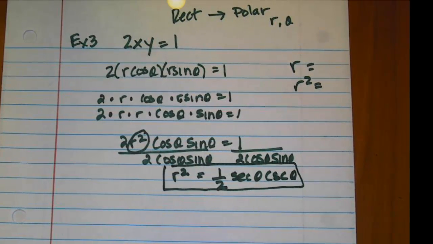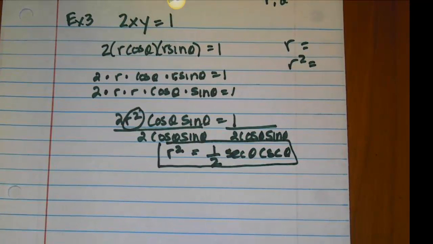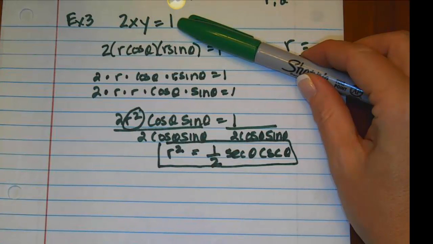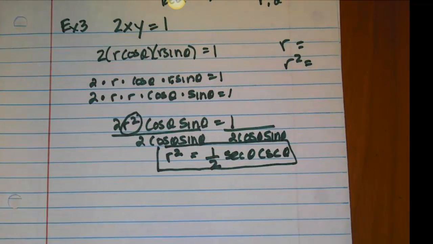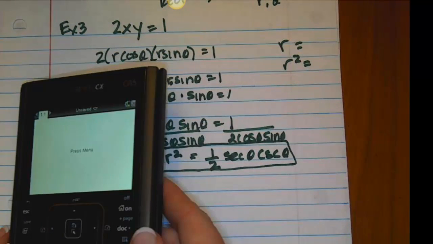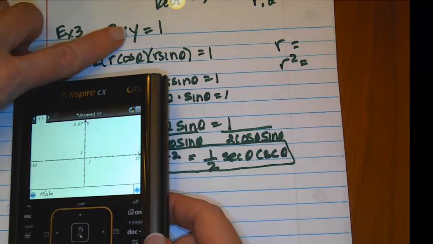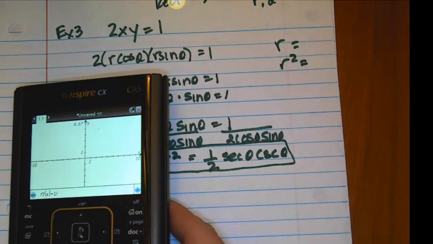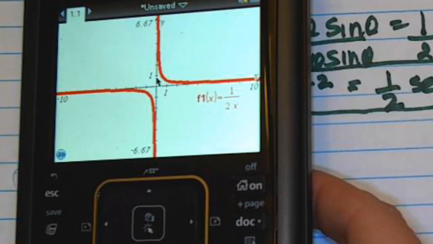And the following is not necessary. I am just showing you on the calculator to show you how these are equivalent: that 2xy equals 1 as a rectangular equation is equivalent to r squared equals 1/2 secant theta cosecant theta. So if I have 2xy equals 1 and I want to solve for y, I would have to divide both sides by 2x. So I would have to take 1 divided by 2x. And that is the graph that I would get. I would get this rational function.